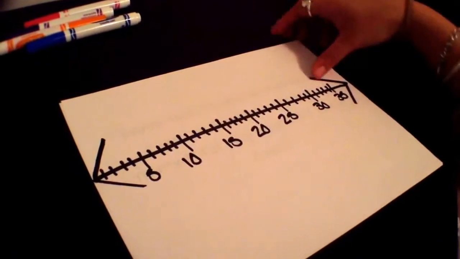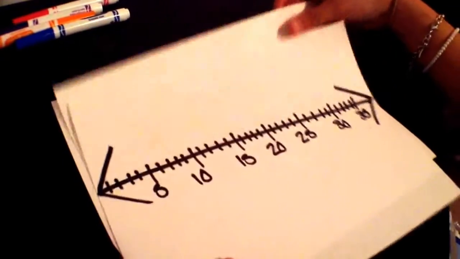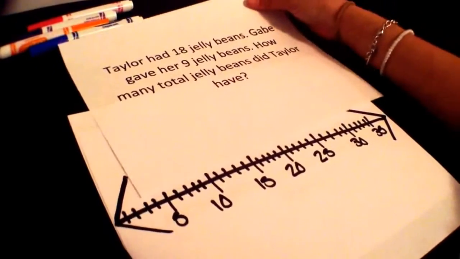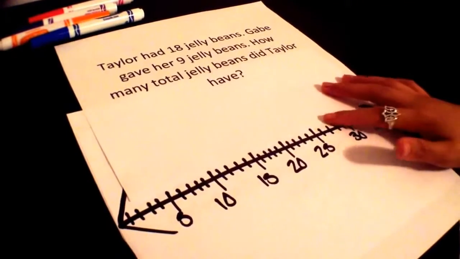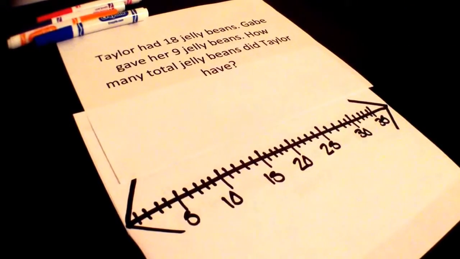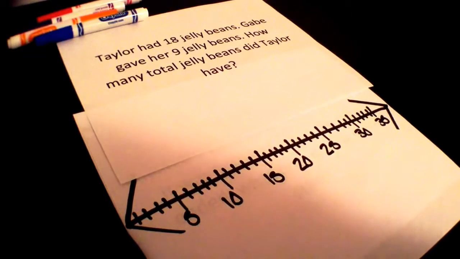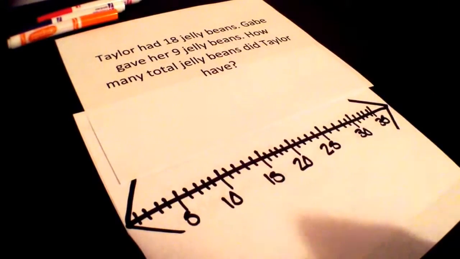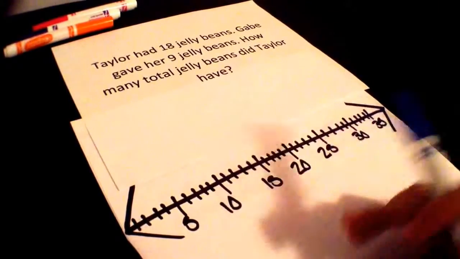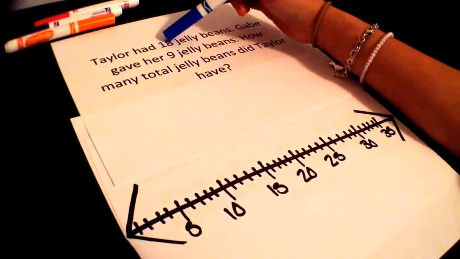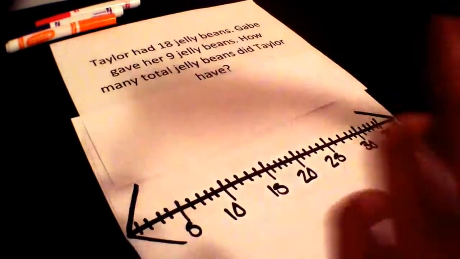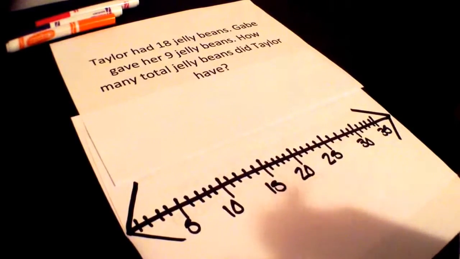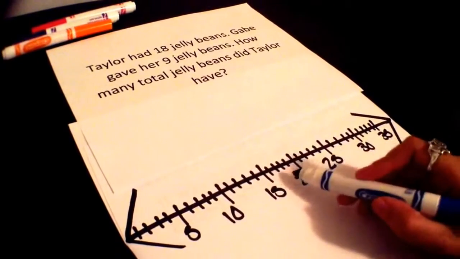We're going to be using this word problem that I have here, and we're going to use the number line to help us solve it. The word problem says Taylor had 18 jelly beans. Gabe gave her 9 jelly beans. How many total jelly beans did Taylor have? With the number line, we're going to want to start at our first number. So Taylor had 18 jelly beans at the beginning, so we're going to go to our number line and find 18.